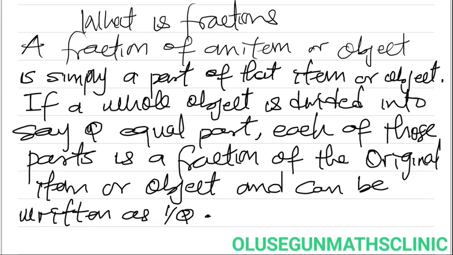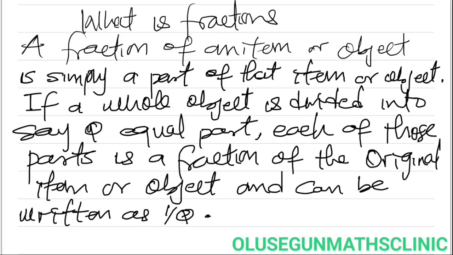original item or object and can be written as 1 over Q, because you divided it into Q equal parts. So it will be written as 1 over Q. That is the definition of a fraction. A fraction is the ability to divide an object into different parts.